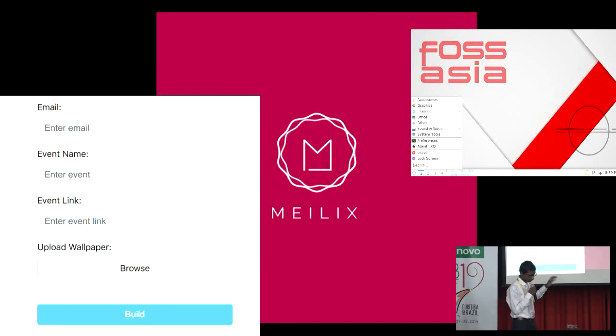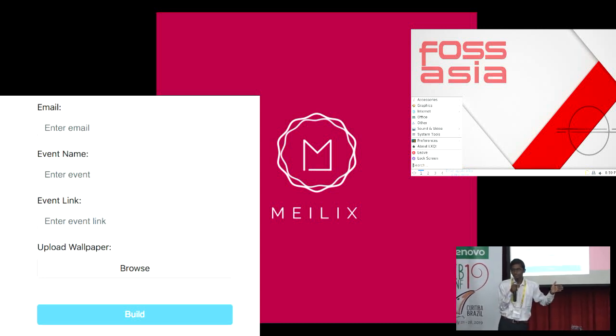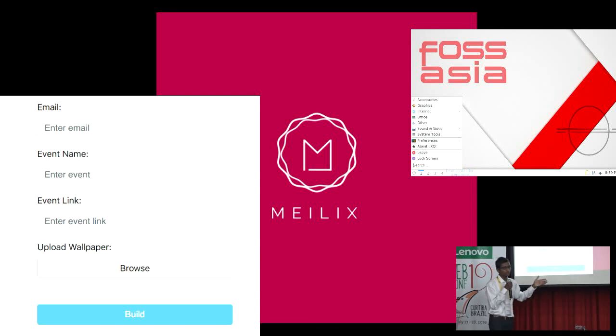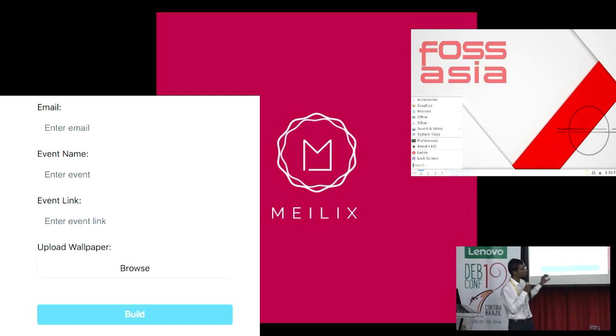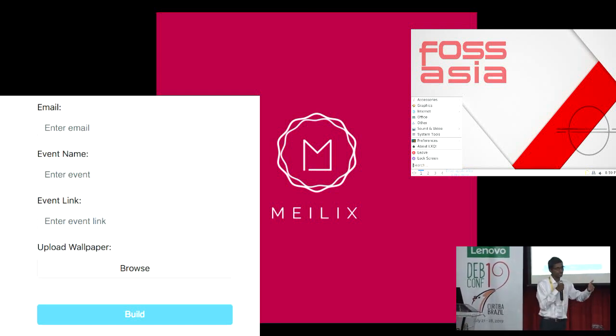Now we are going to come to the actual development part and what it is. Looking forward, we can see on the left there is a web form which is built with Flask and deployed on Heroku. We have certain fields. The first field is to enter your email address. The second field is an event name. Meilix is generally made for different sorts of events, like conference events or workshop events. So basically, the event name is the event in which you want to use your operating system. For the time being, we can consider it DebConf 19.